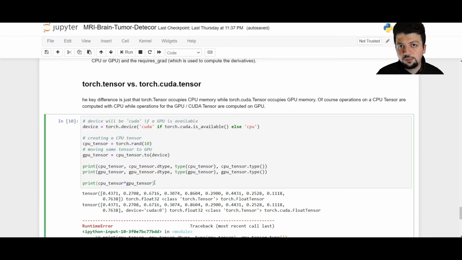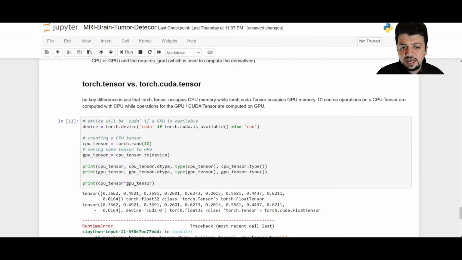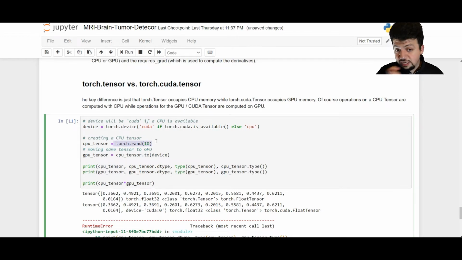It's literally multiplying these two random tensors together. Now, when I run this, you notice that I can actually see the CPU tensor. Sorry, actually torch.rand is a tensor of 10 values. My bad, it's not just a scalar. So the CPU tensor has 10 values in it, and the type is torch.FloatTensor. In other words, it's a CPU tensor.